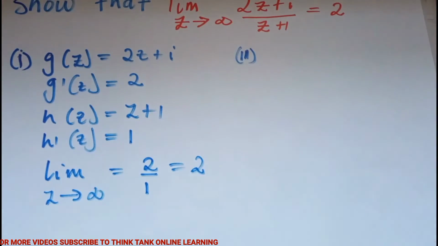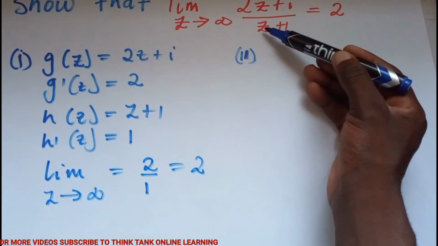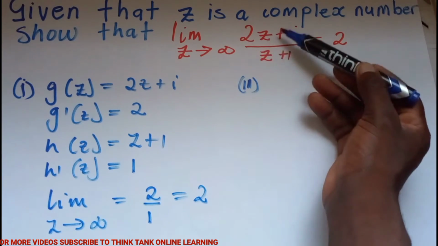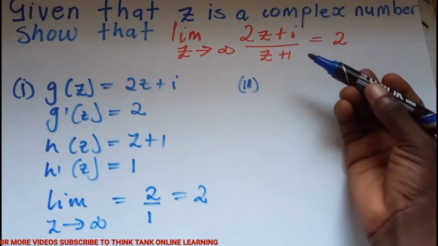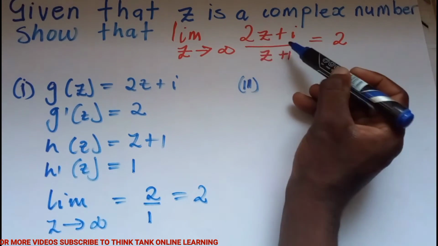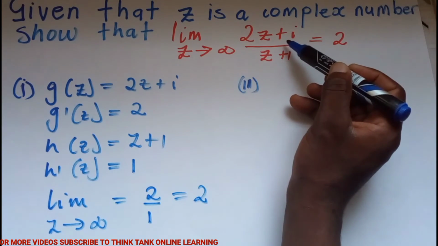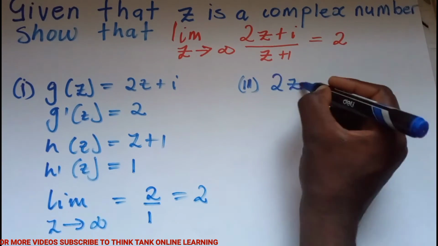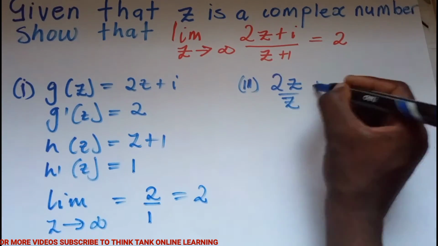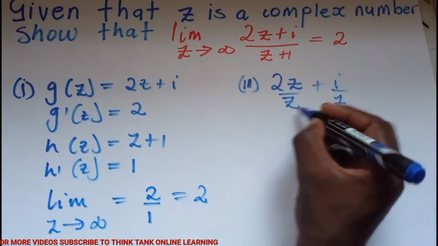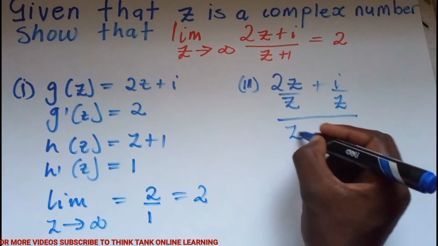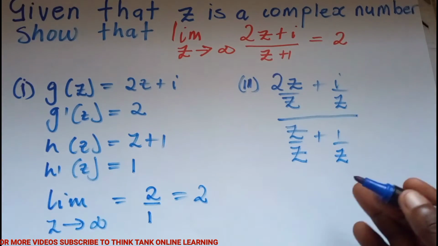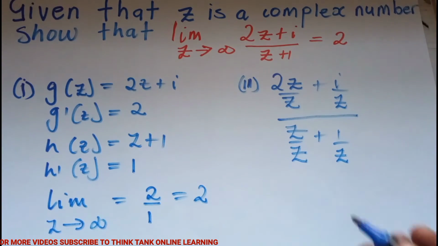Then the second method, we're going to use substitution. We can't just substitute infinity here, because if we substitute infinity we're going to get infinity plus 1, which is infinity, and in the numerator we get infinity again, so infinity over infinity is undefined. So what we're going to do is divide each and every term by z: 2z over z plus i over z, divided by z over z plus 1 over z. Nothing has changed. The value of the expression is still the same, only the appearance.